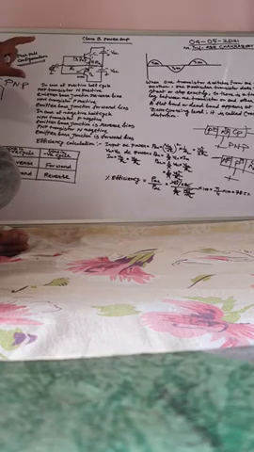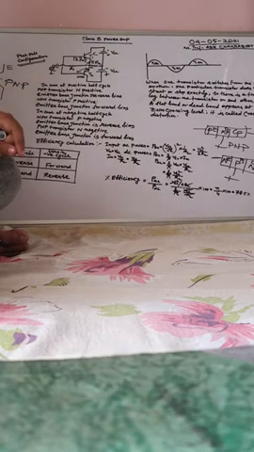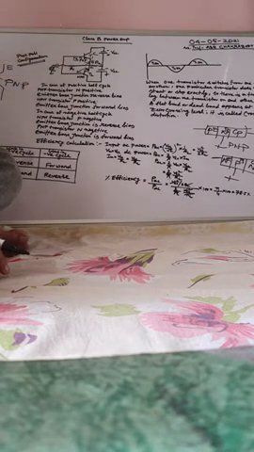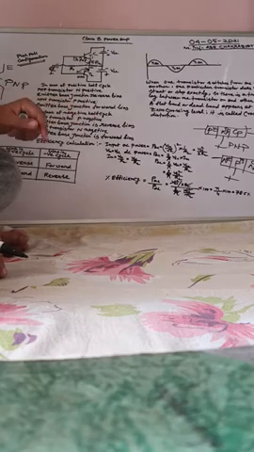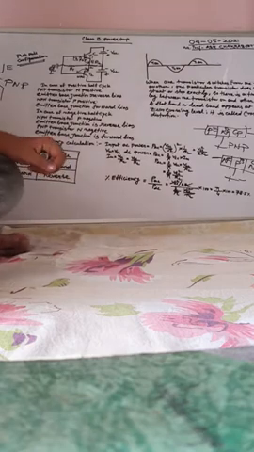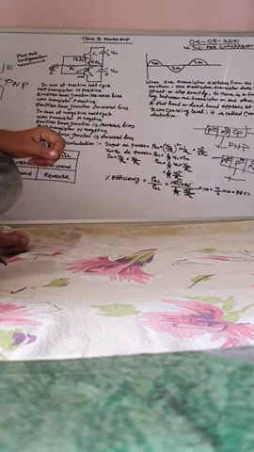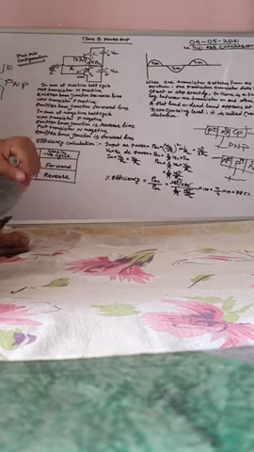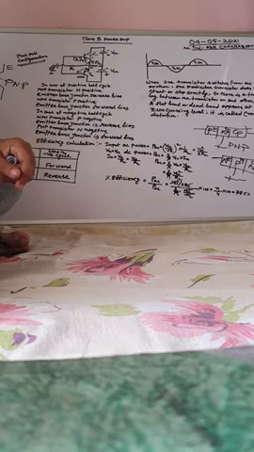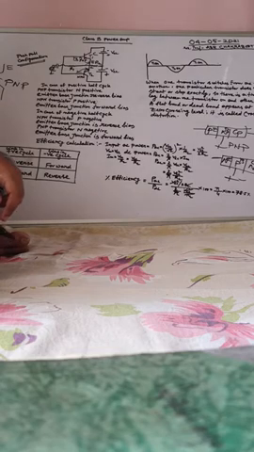In case of the negative half cycle, for the NPN transistor, P is with negative, so the emitter base junction will be reverse biased. For the PNP transistor, N is connected with negative, so the emitter base junction is forward biased in the negative half cycle.